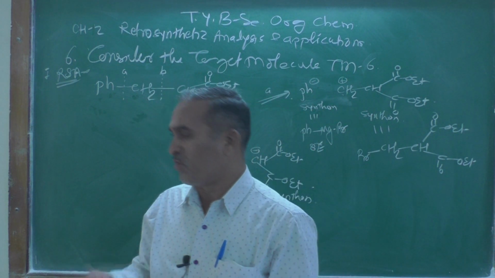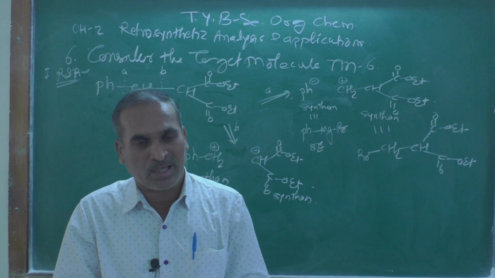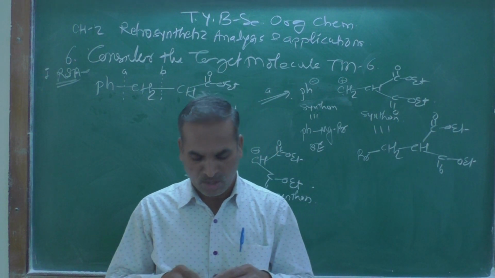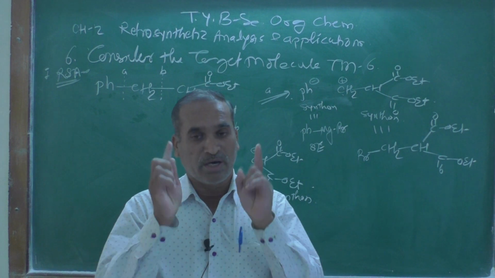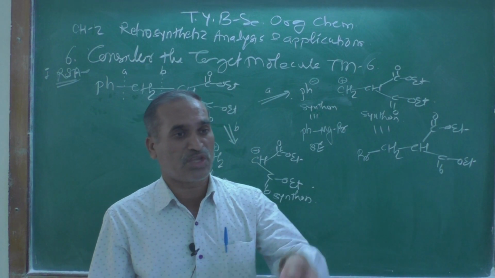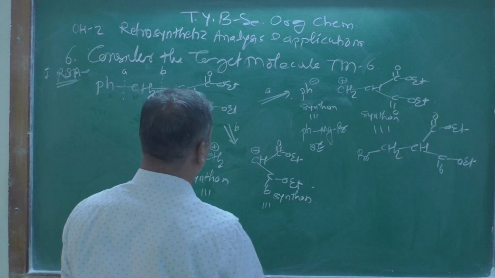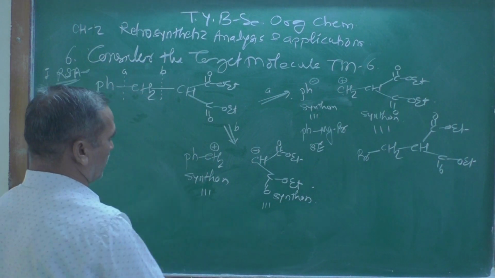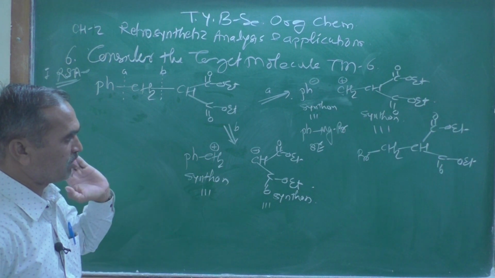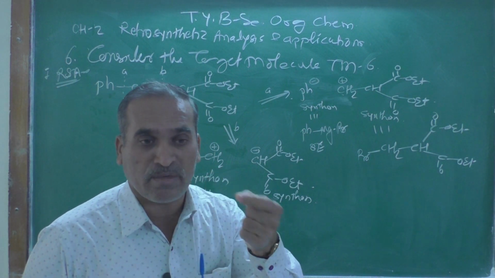Each and every synthon must have a synthetic equivalent. Synthetic equivalent means a reagent carrying out the function of the synthon. Because the synthons are highly unstable, they must have a synthetic equivalent. Observe this molecule, observe this fragmentation carefully. What do you see over here? Here is a positive charge, so which atom should I bring?